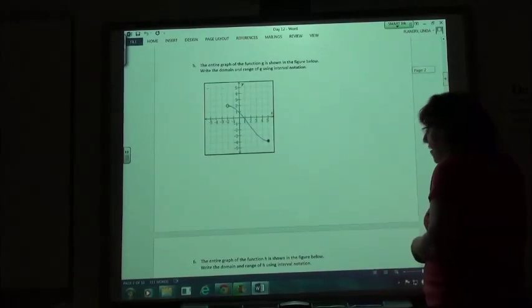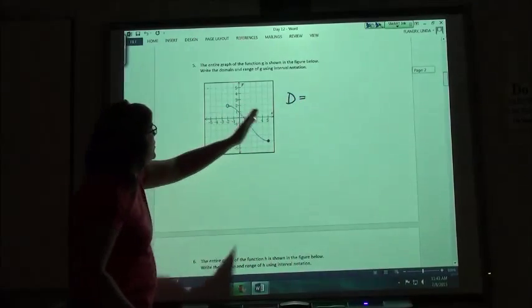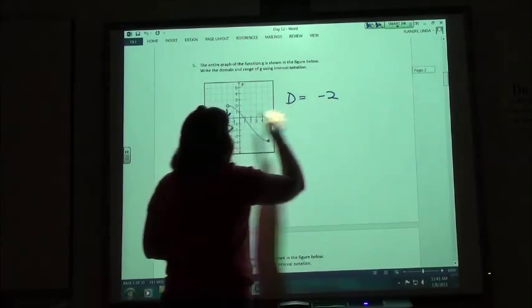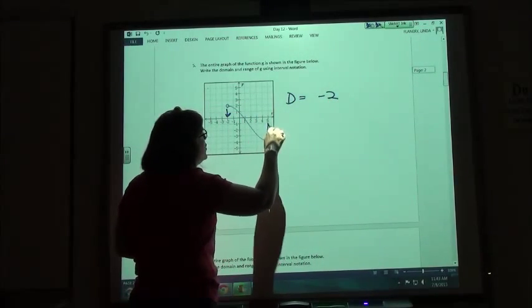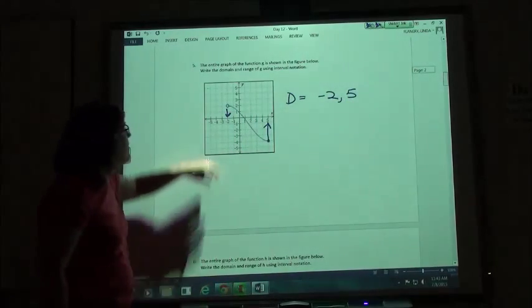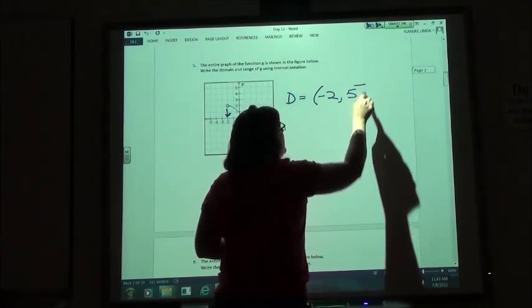So number 5, if I'm looking at that graph and I'm going to do my domain, my farthest to the left point has an x value of -2. My graph is continuous, and the farthest to the right point has an x value of 5. I'm not including the -2. I am including the 5.